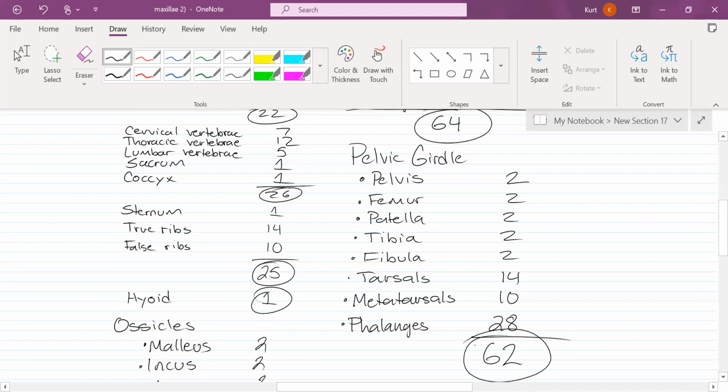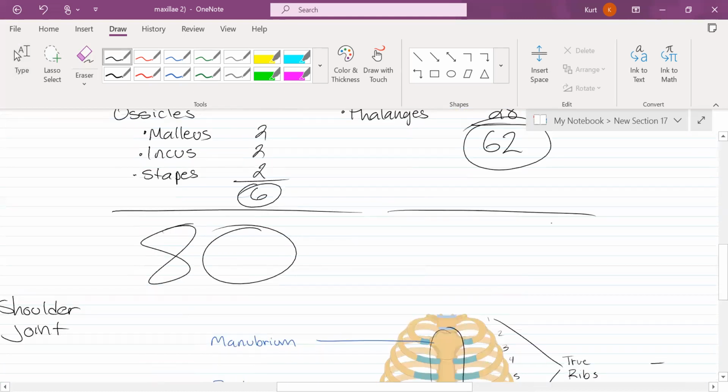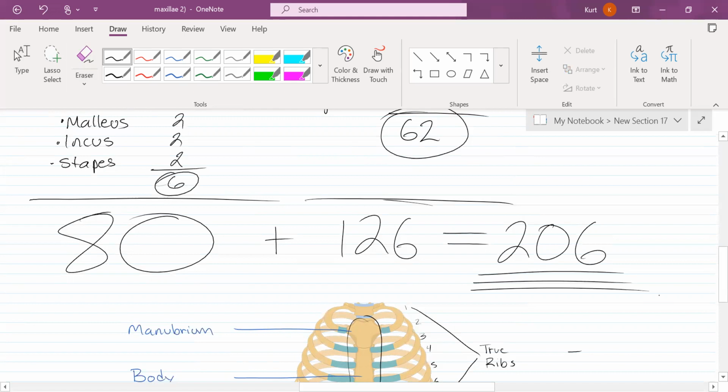Okay, everyone. What is 64 plus 62? 126. What is 126 plus 80? 200. Oh, hello. 206. The grand total of your body. So your appendicular skeleton has more bones than your axial skeleton does.